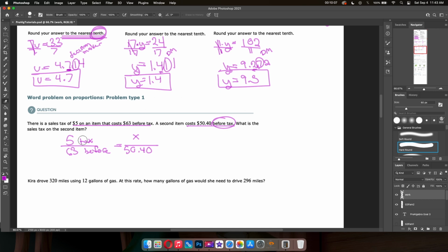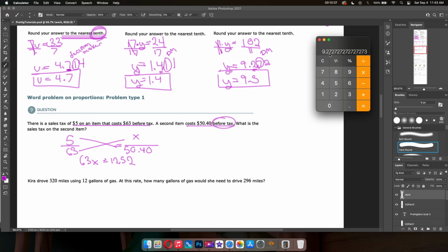What I'm going to do for my math brain is erase the words, just because visually they distract me, and that means I'll get my math wrong. 63 times x is 63x. 5 times 50.40. Can I do that in my head? Let's see here. I have a guess that it's going to be 1252. We'll see. We're going to do clear. We're doing 5 times, what was it? 50.40.